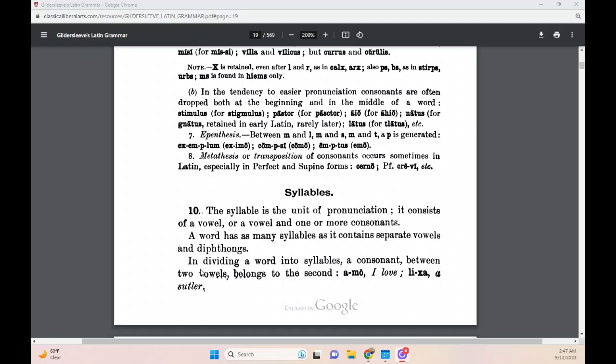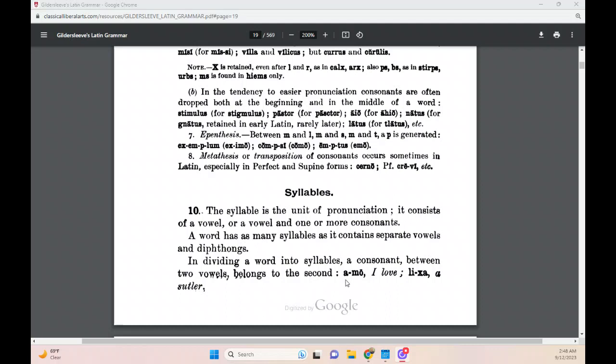Sometimes we may need to divide a word into syllables. For example, figuring out how to pronounce a word we've never seen before. It's helpful to break the word into syllables and pronounce 1 syllable at a time. But we have to actually know how to break a word into syllables. It's not always as simple as you might think. In dividing a word into syllables, a consonant between 2 vowels joins or belongs to the second vowel.